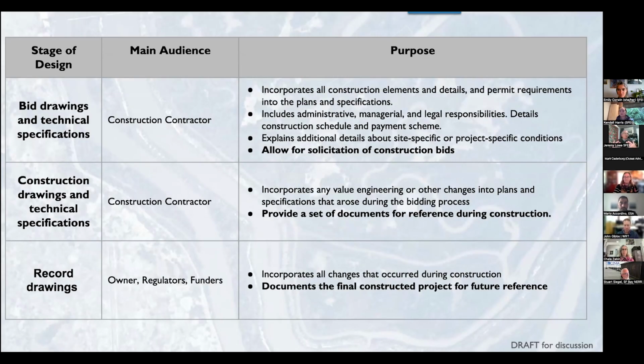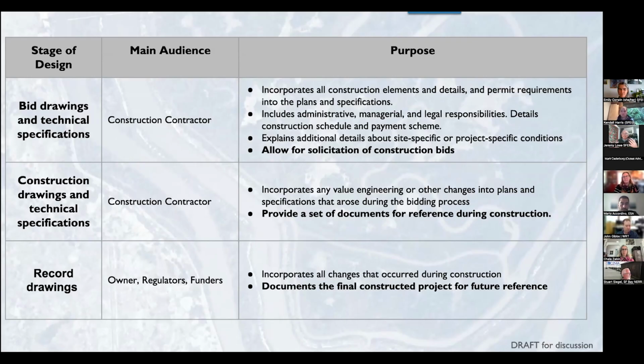And then after the 100% design, there's a series of these different types of drawings: the bid drawings that people would use for solicitation of the construction, and then the construction drawings and technical specifications, which incorporate any changes that have occurred during the bid process. And that's the reference for construction.